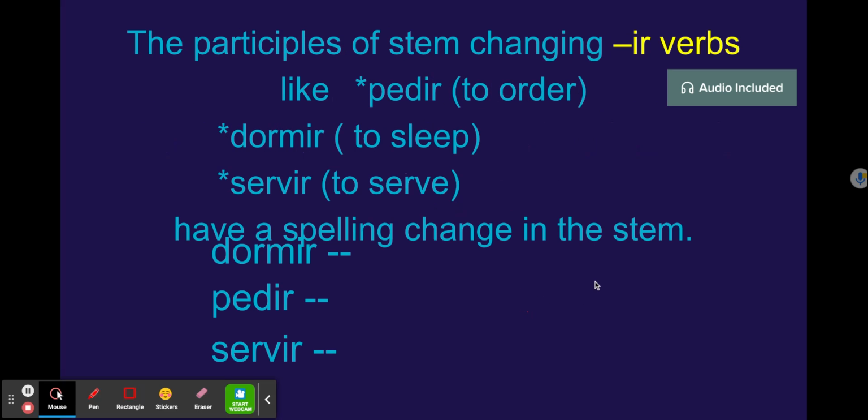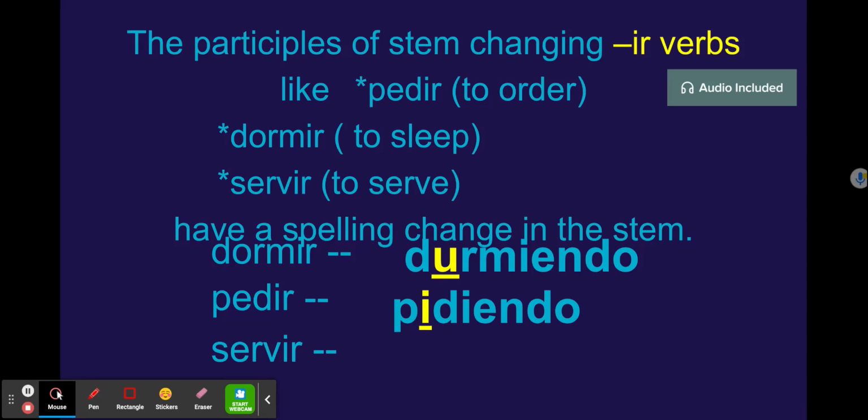There are a few verbs that have a spelling change in the present participle form. These are all IR verbs that are stem changers in the present tense. Dormir becomes durmiendo. Pedir becomes pidiendo. And servir becomes sirviendo.